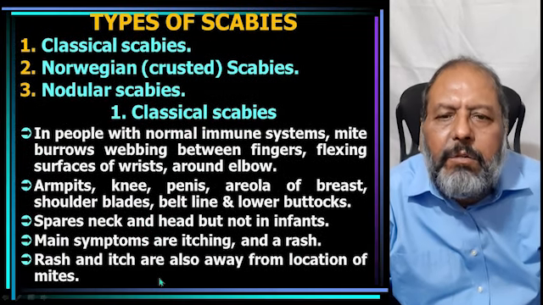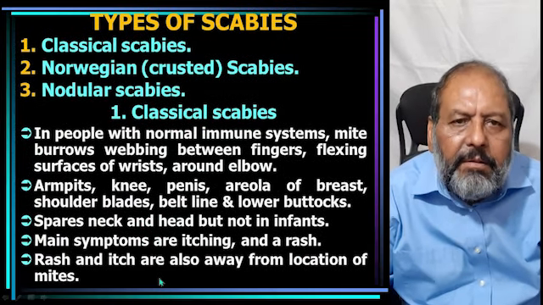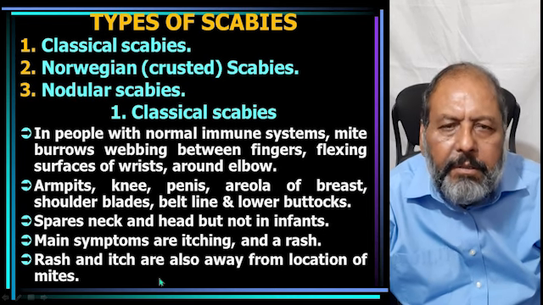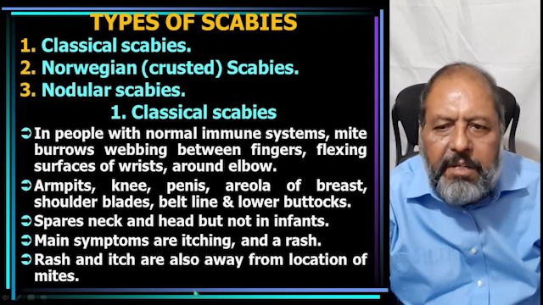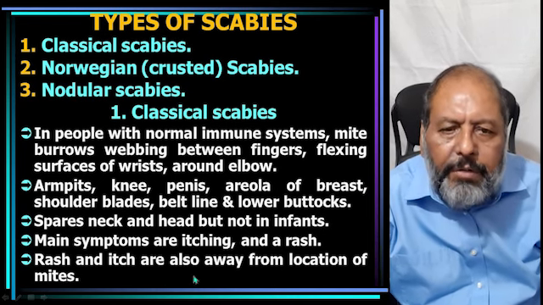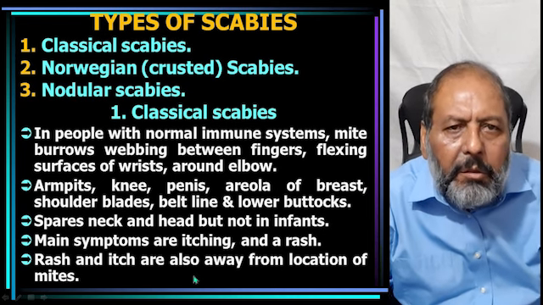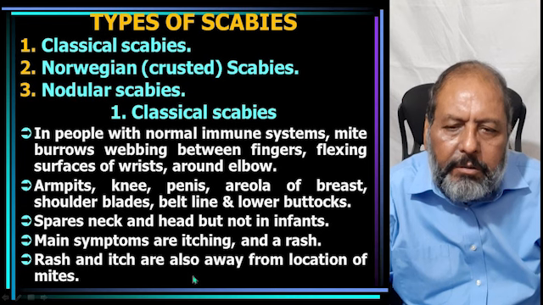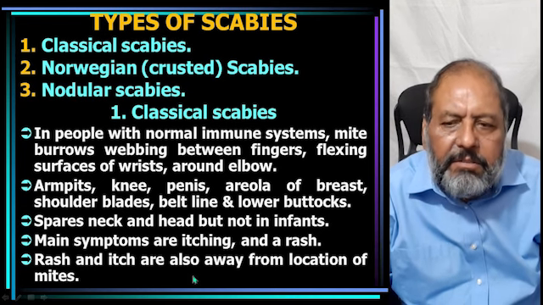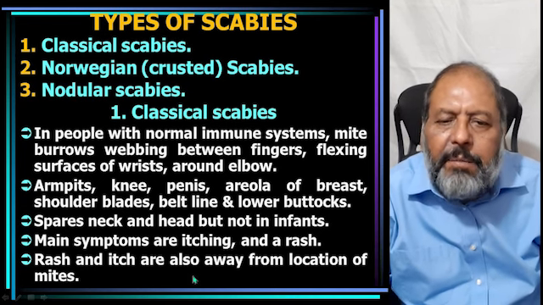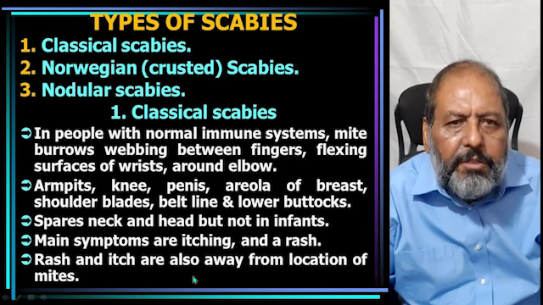Now, coming to the types of scabies, there are three types. Number one, classical scabies. Number two, Norwegian or crusted scabies. And number three is nodular scabies. First, we are going to discuss classical scabies, seen in people with a normal immune system.